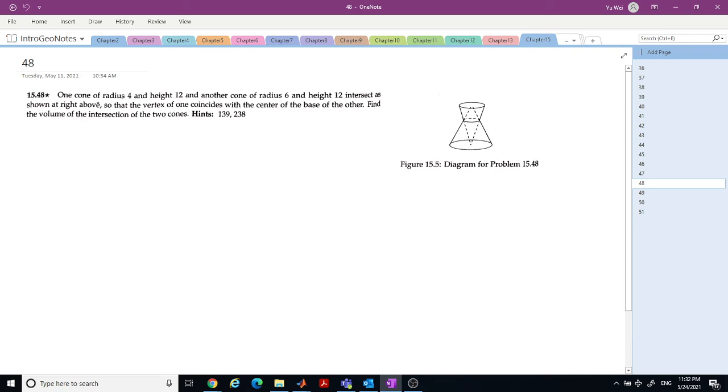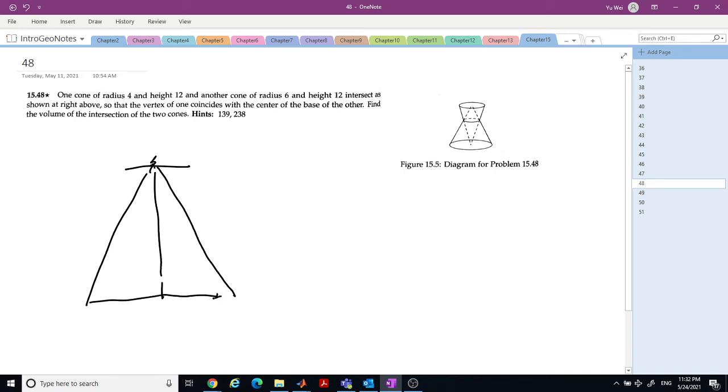So one cone has a radius of 4 and a height of 12, and another cone has a radius of 8. Okay, let's draw. This is the center. Okay, let's draw the cutting face along the center axis. So now we have this one is 12. The radius is 4, and the radius of 6, 6 and 4 here, right?